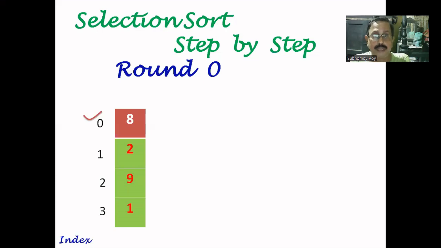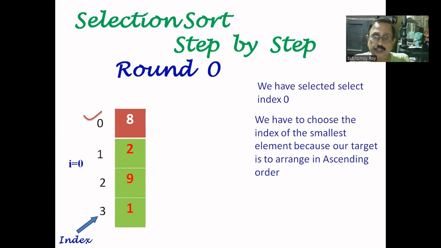Be careful, we have selected 0. If you ask me why we have selected 0, because the value of i is 0, round 0. We have selected index 0. We have to choose the smallest element because our target is to arrange in ascending order. And at present, the whole array is unsorted. So since the whole array is unsorted, we have to look for the smallest element from the whole array. Which is the smallest element? 1. What is the index of it? 3. So i equals 0, m equals 3.